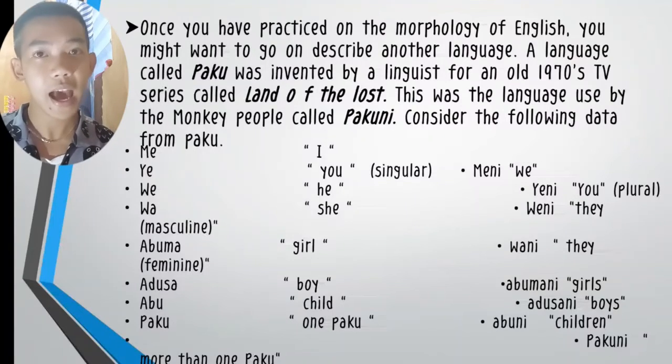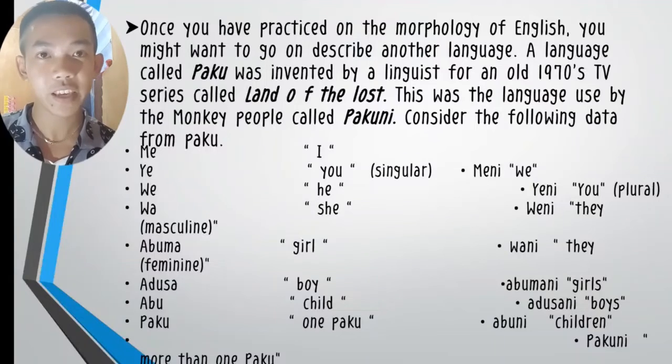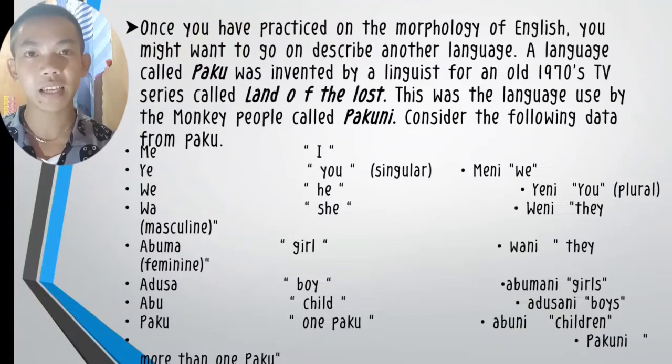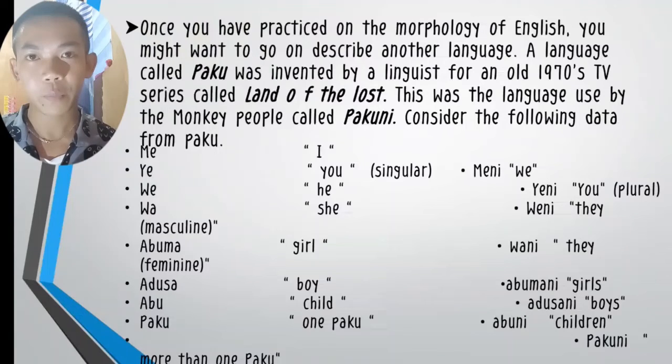So, me means I, and mini means we. Ye means you in singular, and yeni means you in plural. Wi means he, and wini means they in masculine. Wa means she, and wani means they in feminine. Abuma means girl, abumani means girls. Adusa means boy, adusani means boys. Abu means child, and abuni means children. Paku means one Paku, and pakuni means more than one Paku.